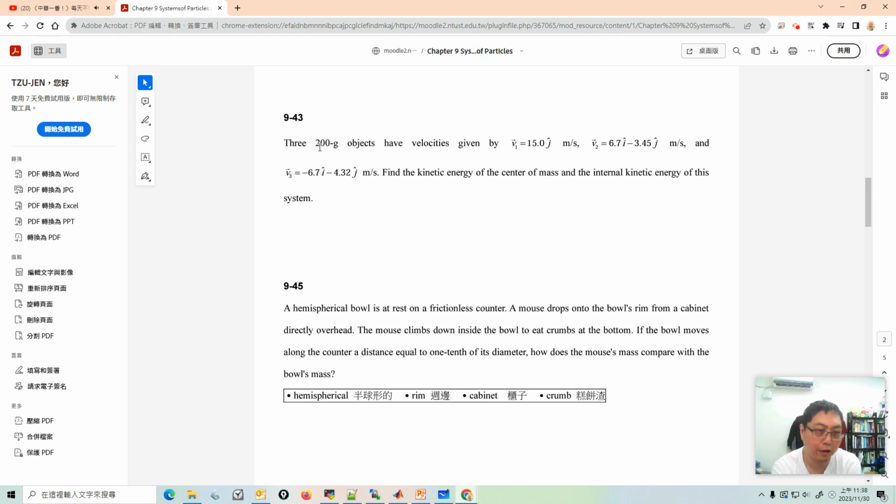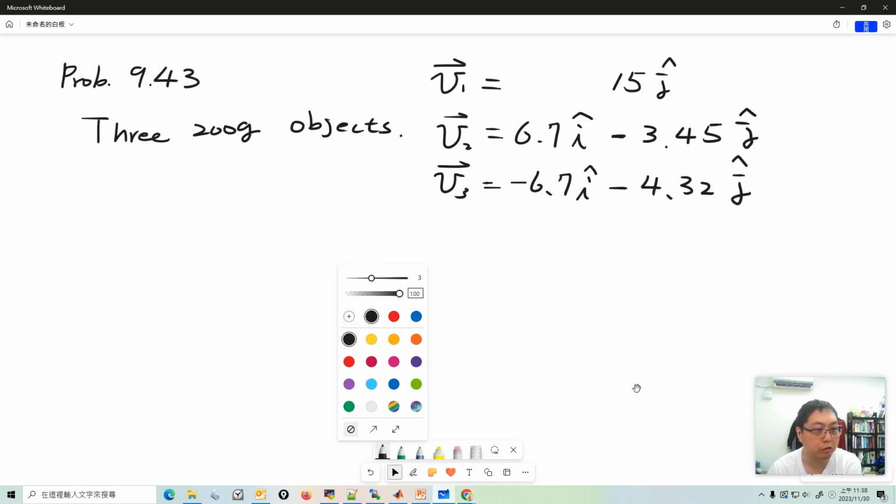Okay, and it asks you to find the kinetic energy of the center of mass and the internal kinetic energy of the system. So this problem relates to the formula I showed before.